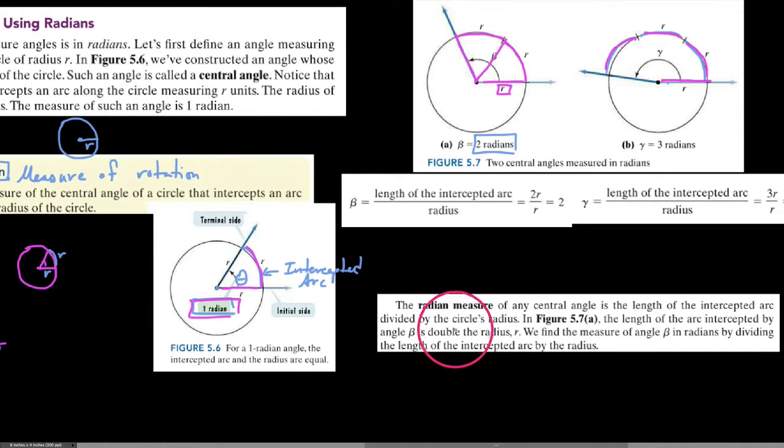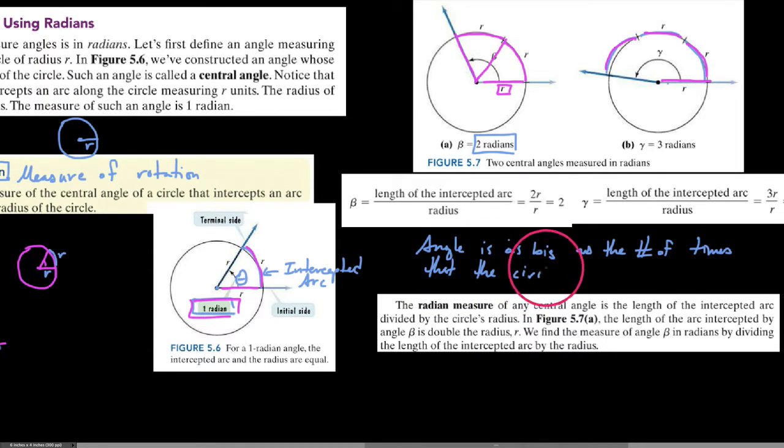And so in general, what we could say is that the radian measure of any central angle is the length of the intercepted arc divided by the circle's radius. Or in other words, an angle in radians is as big as the number of times that the circle's radius fits into the intercepted arc length.